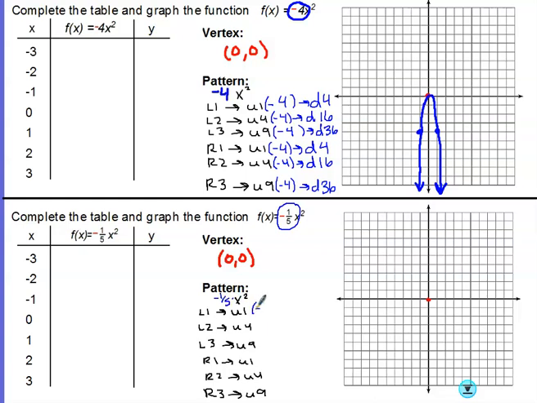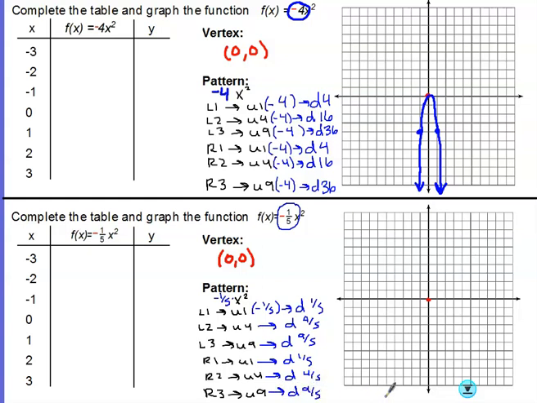When I multiply by a negative, my up becomes down. 1 times 1/5 is 1/5. Here my up becomes down. 4 times 1/5 is 4/5. Here my up becomes down. 9 times 1/5 is 9/5. Up 1 becomes down 1/5. Up 4 becomes down 4/5. Up 9 becomes down 9/5.